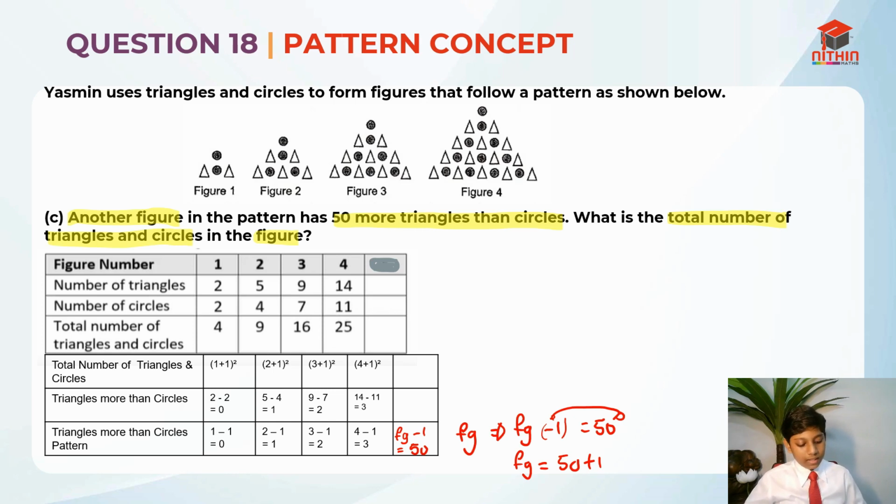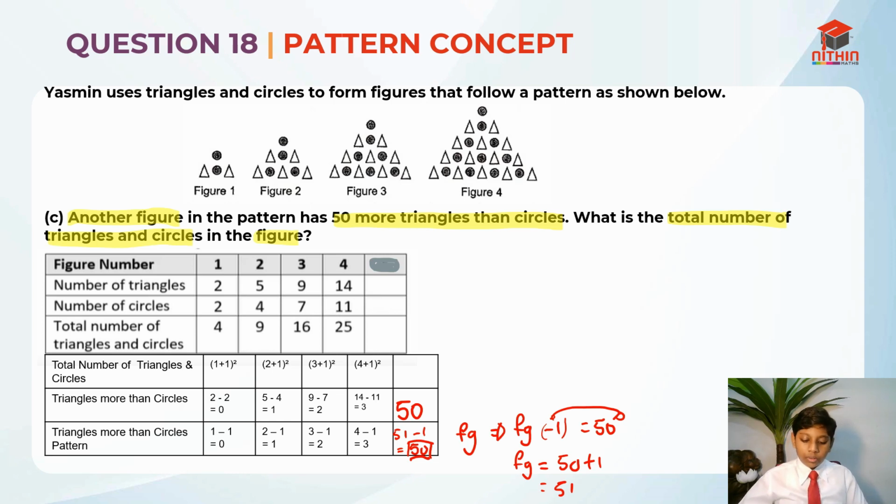Okay, so I hope you understand this. So figure number is basically 51. So the figure number is 51. Let me erase the fg and put 51. Yay, we found the figure number. So triangles more than circles is basically 50, right? Over here. See the box I'm putting?